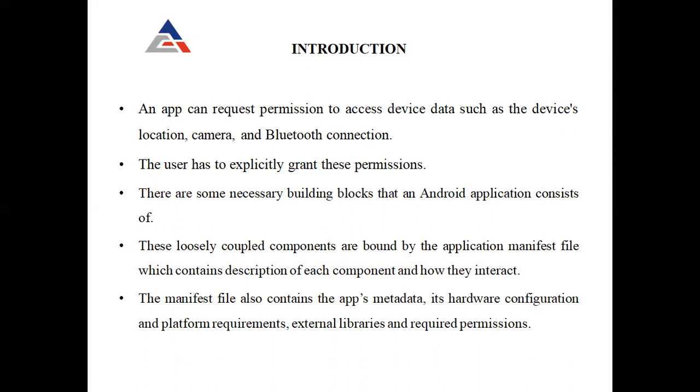There are some necessary building blocks that an Android application consists of. These loosely coupled components are bound by the application manifest file, which contains the description of each component and how they will interact. So whenever we design an application, the design will show what the various big components are and how they interact with each other. The manifest file also contains the application metadata: its hardware configuration and platform requirements, external libraries and required permissions.